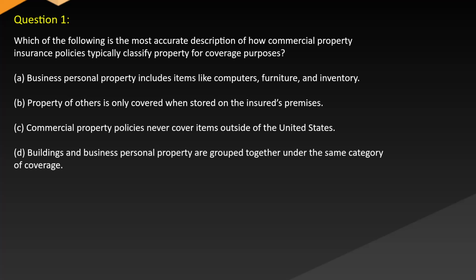Question 1. Which of the following is the most accurate description of how commercial property insurance policies typically classify property for coverage purposes? A. Business personal property includes items like computers, furniture, and inventory. B. Property of others is only covered when stored on the insured's premises. C. Commercial property policies never cover items outside of the United States. D. Buildings and business personal property are grouped together under the same category of coverage.